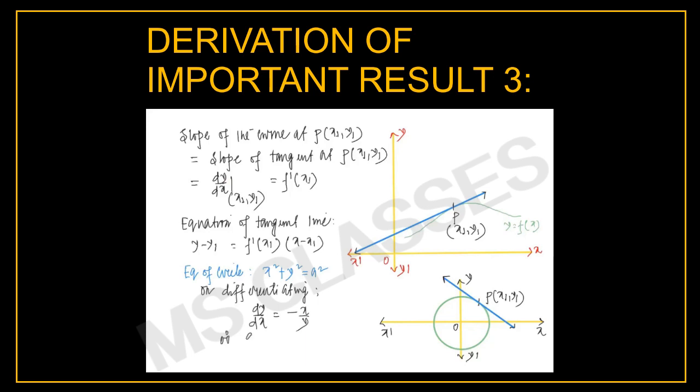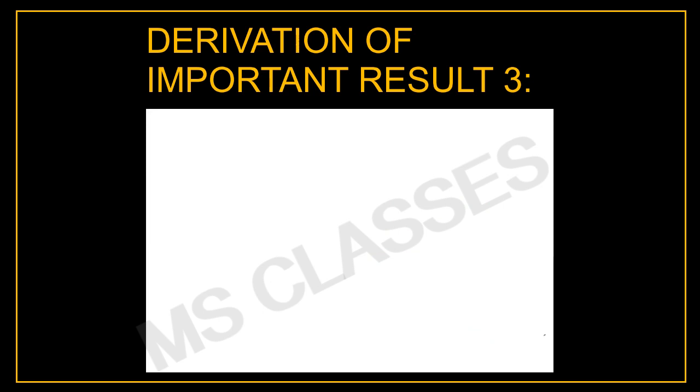Therefore, dy/dx at (x1, y1) is minus x1 by y1. Now we'll find the equation of tangent line. Now y minus y1 is minus x1 by y1 into x minus x1, which gives us x x1 plus y y1 equal to x1 square plus y1 square.